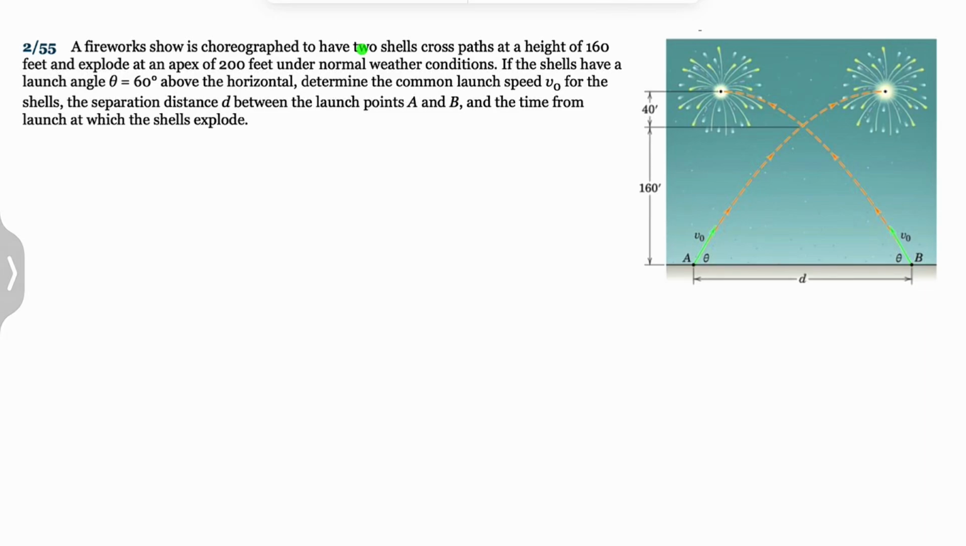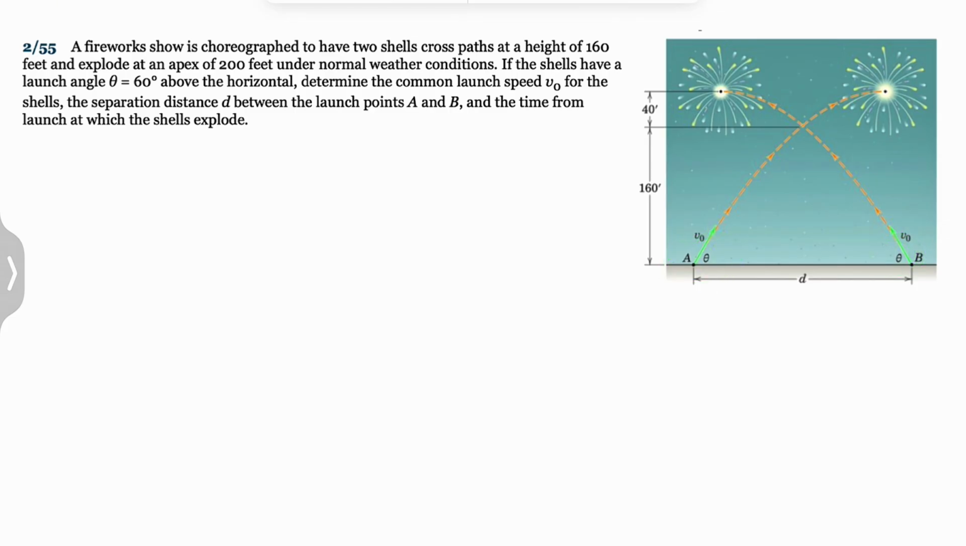Alright guys, welcome back. We have another question from Dynamics by Meriam. A fireworks show is choreographed to have two shells cross paths at a height of 160 feet and explode at an apex of 200 feet under normal weather conditions, meaning there is no wind or any external factors contributing to this. The shells have a launch angle theta, which is 60 degrees.